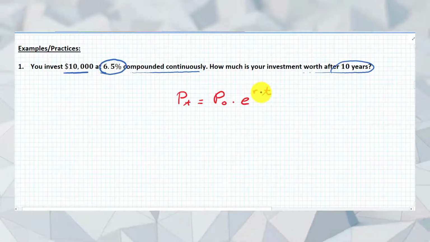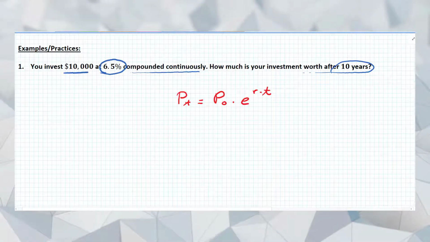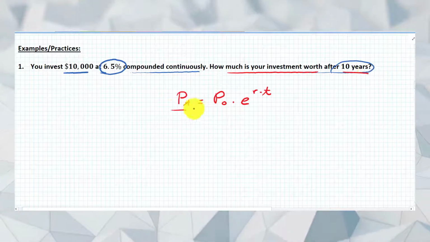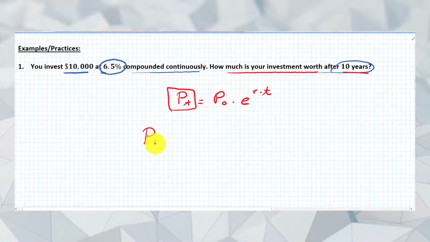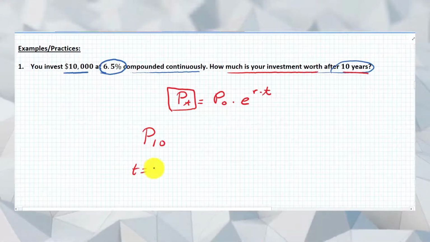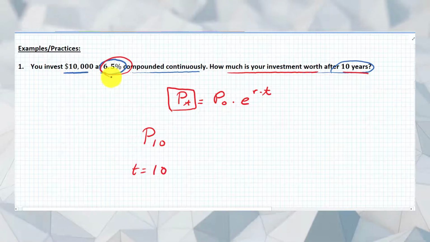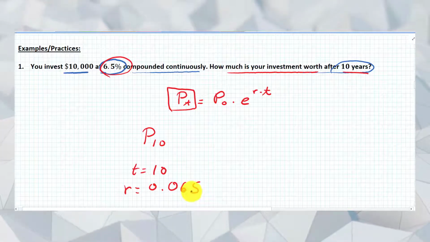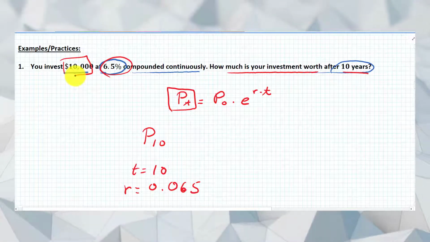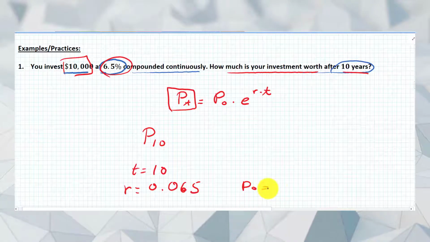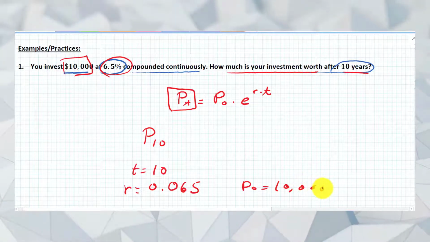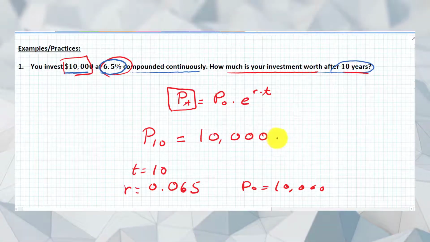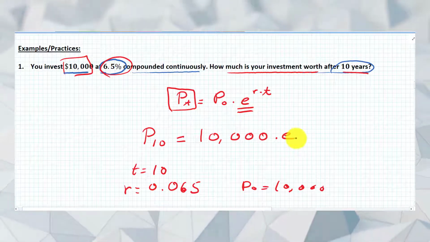Okay, what do we know? This is a future value problem. I want to know how much my investment is worth in 10 years. So I'm looking at P10. t equals 10, right? I also know my interest rate. r is 0.065. And finally, I know my initial investment. P naught is $10,000. Okay, now it's just plug and chug. P10 equals $10,000 times e, we know what e is, right?